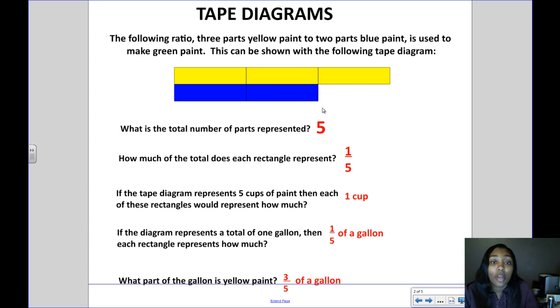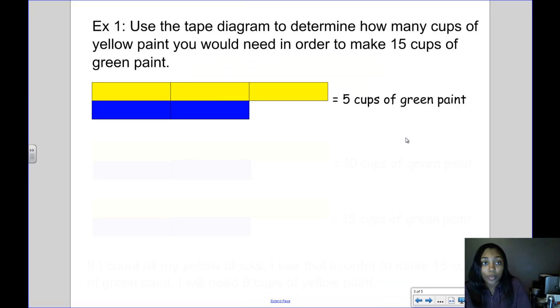So tape diagrams are used to help us see each of the groups, because if you think about ratios in terms of a group, this one group of yellow and blue paint will make green paint when it's all mixed together. So let's use this tape diagram to determine how many cups of yellow paint we would need in order to make 15 cups of green paint.